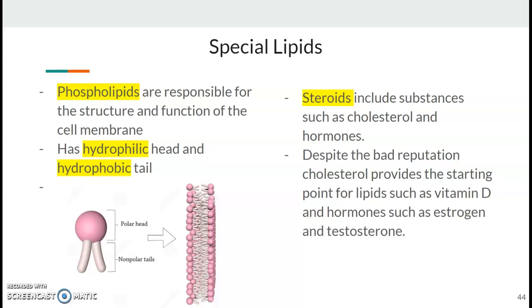Steroids are substances such as cholesterol and hormones. Despite their bad reputation, they are important and they're necessary, right? So there's good cholesterol, and they usually are the starting points for lipids such as vitamin D and hormones such as estrogen and testosterone. So necessary, very, very necessary.